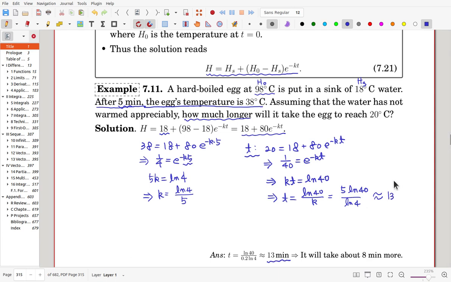So the total time is about 13 minutes after the start. Since 5 minutes have already passed, another 8 minutes later it becomes 20 degrees Celsius. So the answer must be 8.